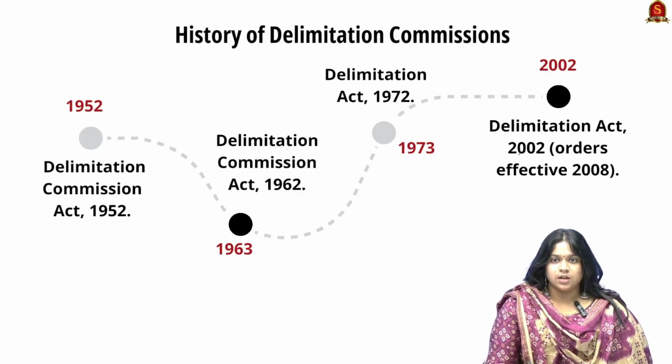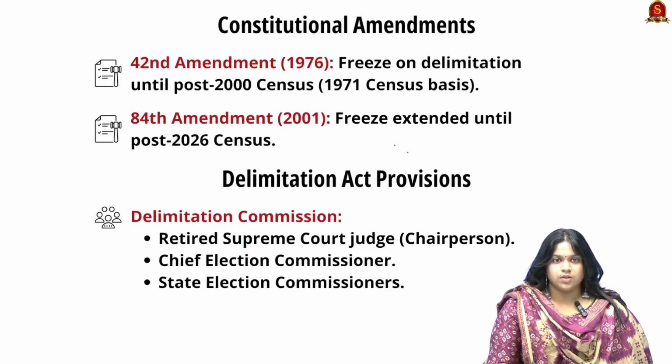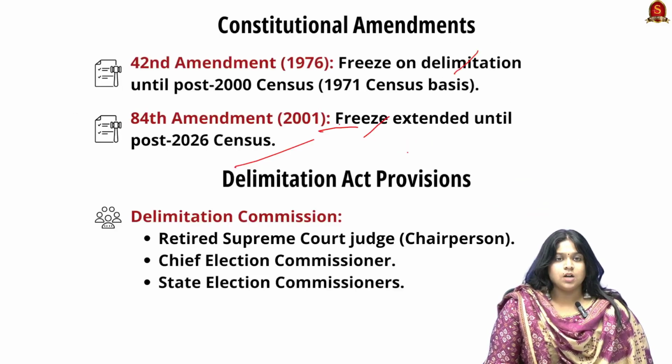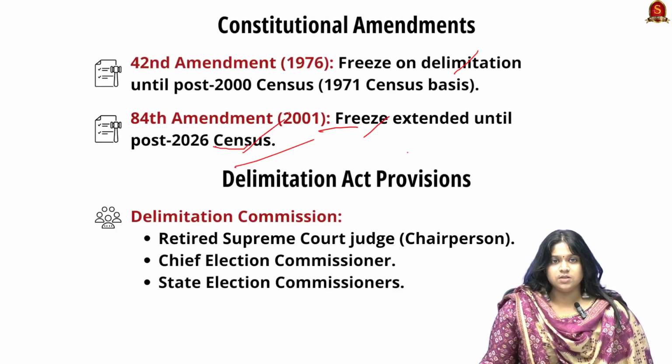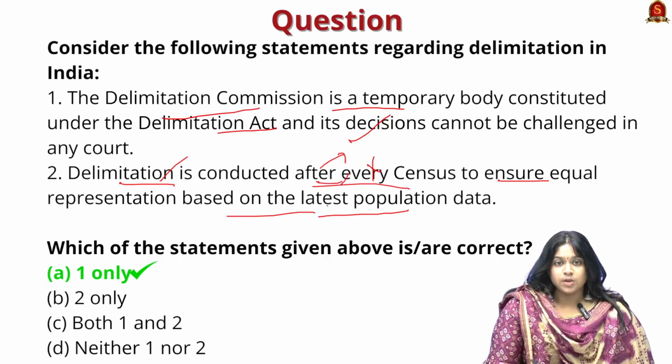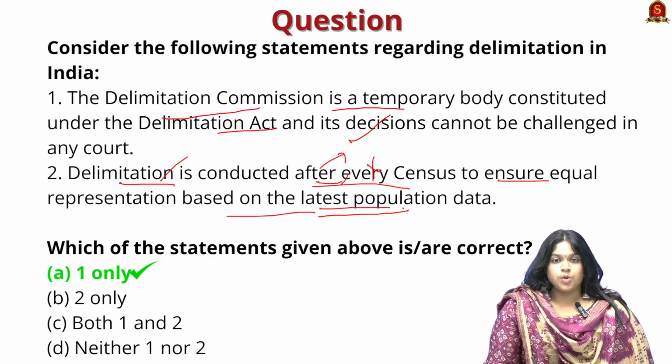According to this, the 84th amendment was brought in 2001. Here we can see where they froze the delimitation until 2026. The amendment brought in the effectiveness from 2008. So it was frozen until the 2026 census. Here we can see it is not after every census, but whenever Parliament brings in a new act of delimitation according to the latest population data, whichever census was conducted before.